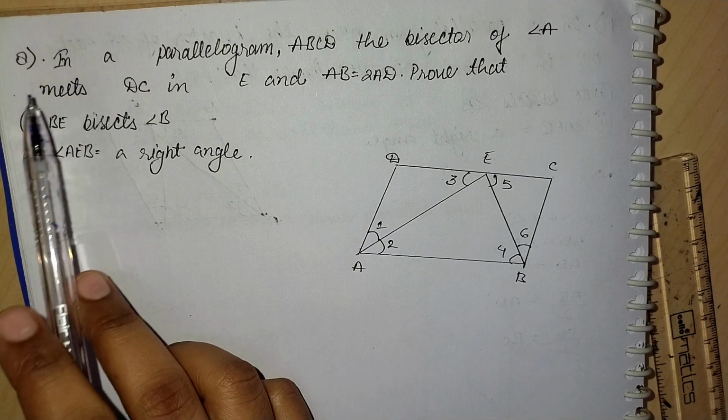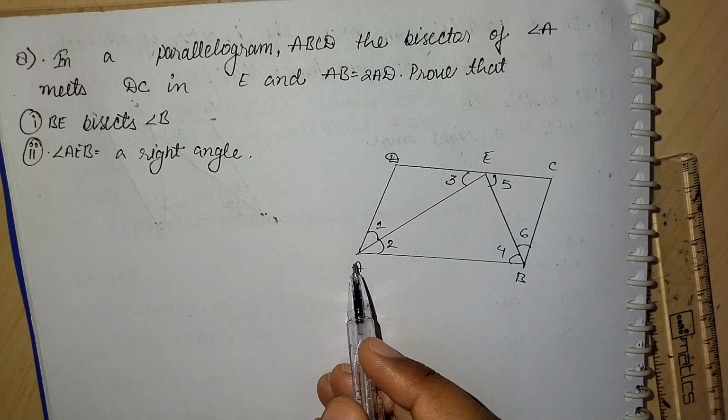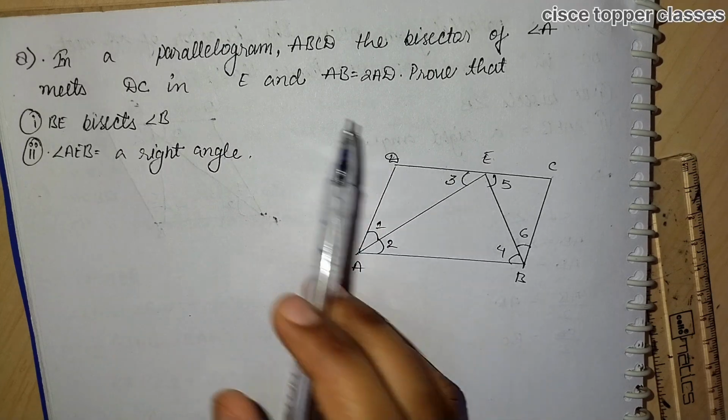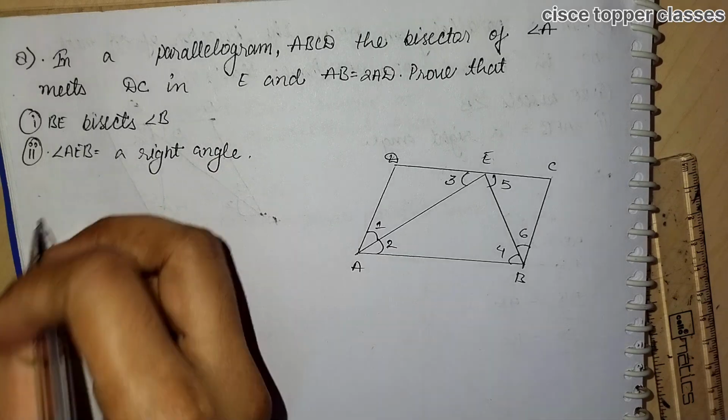Now let us solve question number 8. In a parallelogram ABCD, the bisector of angle A meets DC in E and AB is equal to 2AD. Then prove that BE bisects angle B.